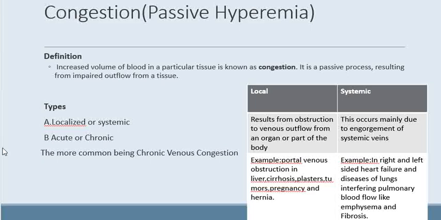Looking at the local and systemic types, the local results from obstruction to venous outflow from an organ or part of the body. Example, portal venous obstruction in liver cirrhosis, thrombosis, tumors, pregnancy, and hernia. Systemic occurs mainly due to engorgement of systemic veins, example in right and left-sided heart failure and diseases of lungs interfering with pulmonary blood flow like emphysema and fibrosis.